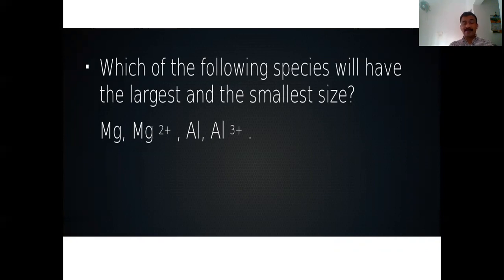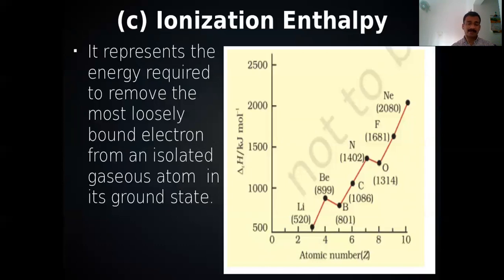The next one is ionization enthalpy. What is ionization enthalpy? The definition is very important. It is the energy required to remove the most loosely bound electron from an isolated gaseous atom in its ground state. Energy required to remove at a constant pressure condition, or we can consider it as the enthalpy change accompanied by the removal of the most loosely bound electron from an isolated gaseous atom in its ground state.